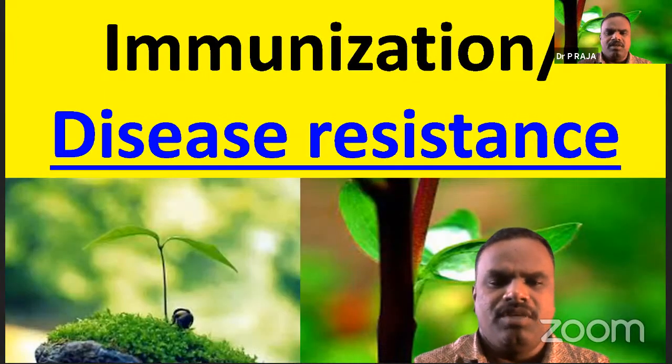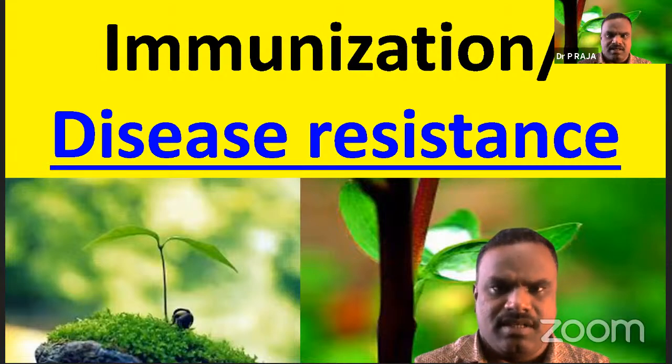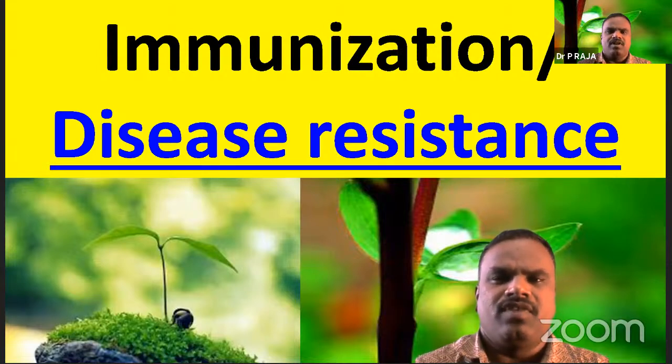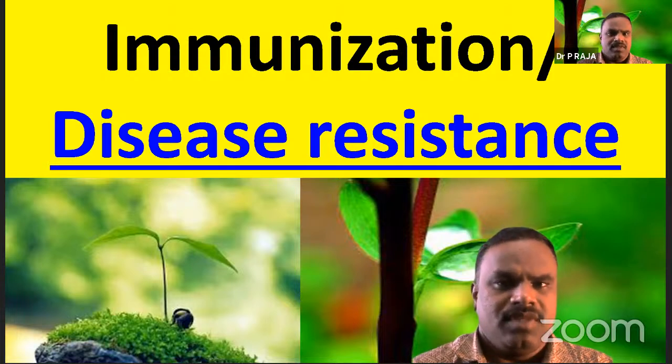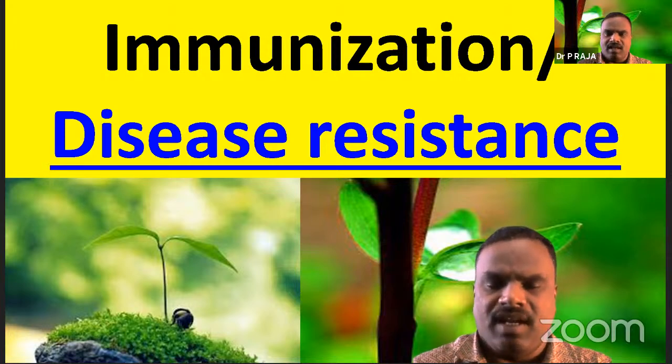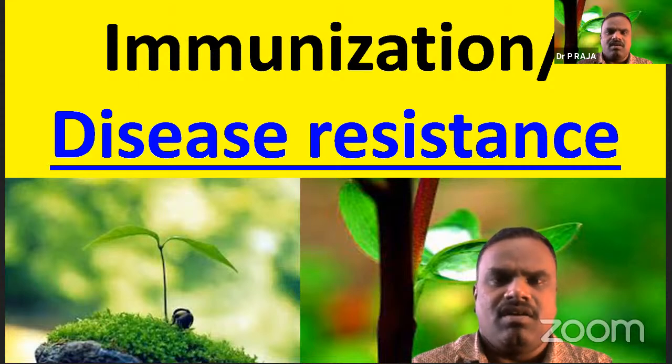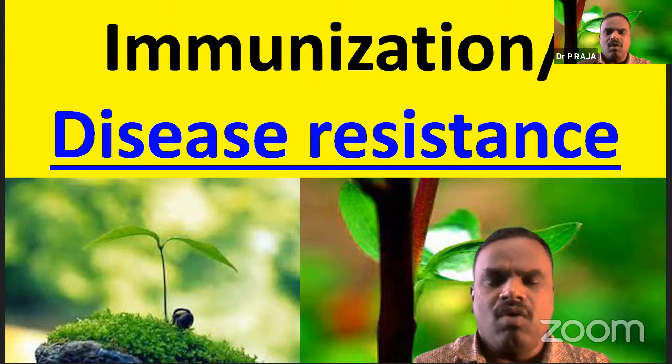So the next one is immunization or disease resistance. Even if a person is getting a viral infection, another person who has not got any viral infection will get vaccination, right? Immunization. In that case, here also, the kind of immunization we call cross protection, like inoculating the avirulent strain. That is the strain which is not causing any kind of disease, that we inoculate. It is more applicable for viral diseases.